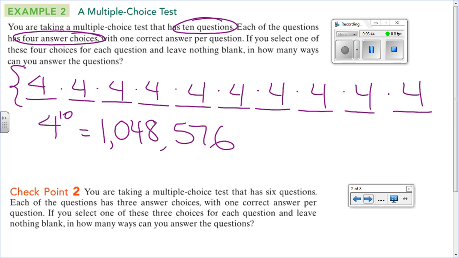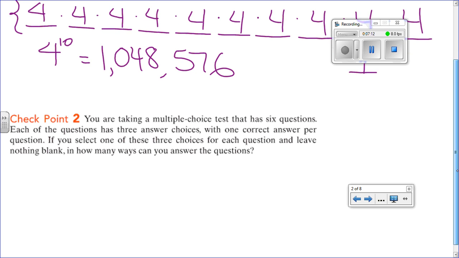48,576. Okay, so that is the possible ways. How many ways can you guess all of them right? Only one way. So what is your probability of getting it by guessing at 100? 1 over a million. That's literally what it is. Most tests these days have like 60 questions.